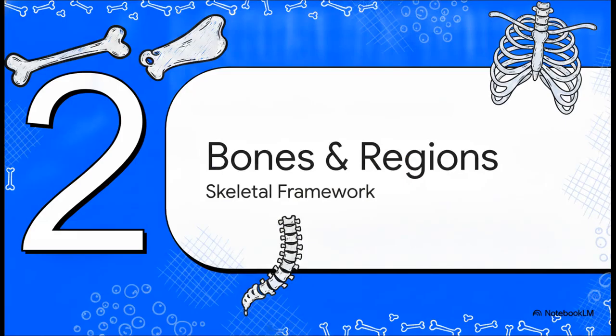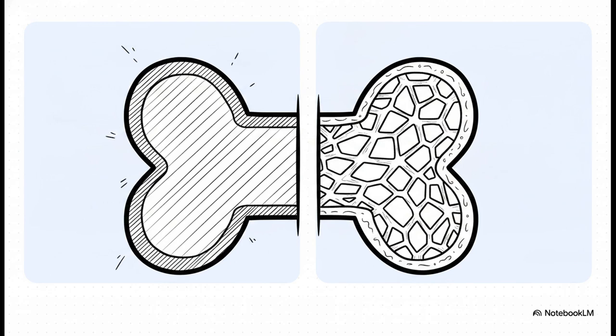Section 2, Bones and Skeleton Regions. First up, let's talk about the bones themselves. On the left, we've got compact or cortical bone. This is that really dense, hard outer shell that gives your bones their incredible strength and protection. On the right, contrast that with spongy or cancellous bone. This is the porous inner structure that houses the marrow spaces.